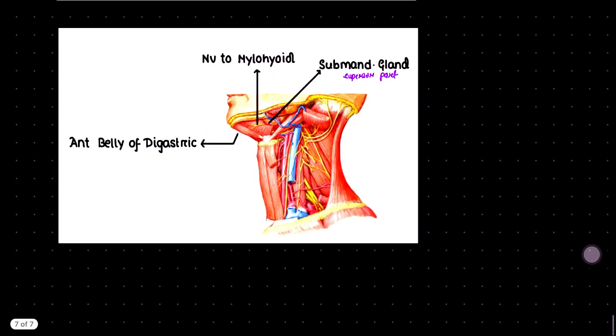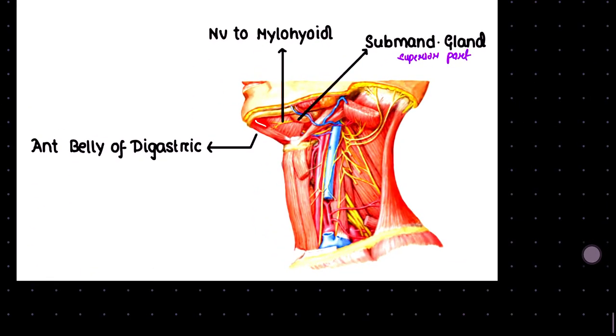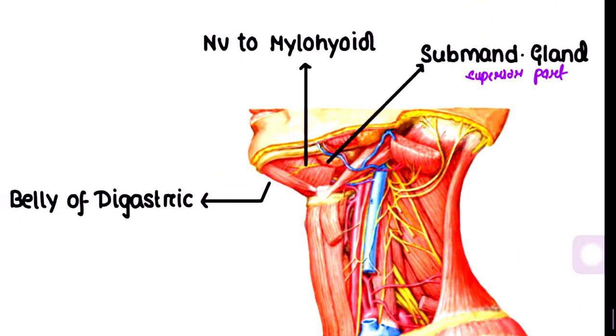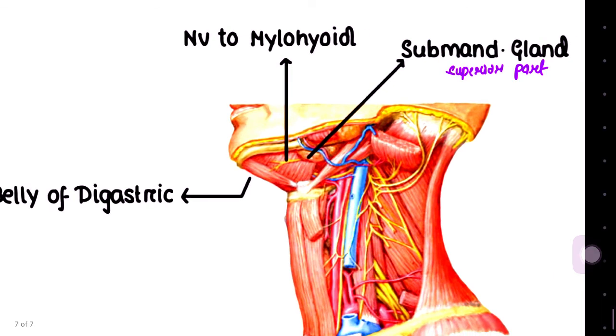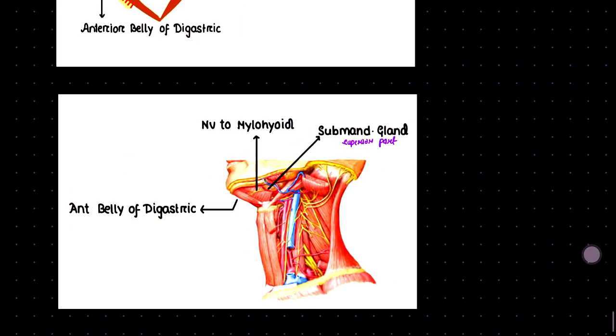So if you see this diagram of the atlas, you will find this is the anterior belly of digastric, this is the myohyoid muscle, and if you look closely at the nerves, you will find the nerve to myohyoid. Similarly, this is the region of the submandibular gland, it is not seen properly. If we remove this myohyoid muscle, we will see the hypoglossus muscle, and superficially we will find the submandibular gland. So this was the diagram of the atlas.